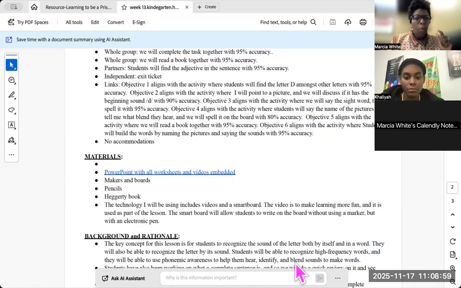Okay. And so the book that you're referring to, it is slide 54 and 55, right? It's just those two pages. Yes, ma'am. Oh, okay. Okay. All right.